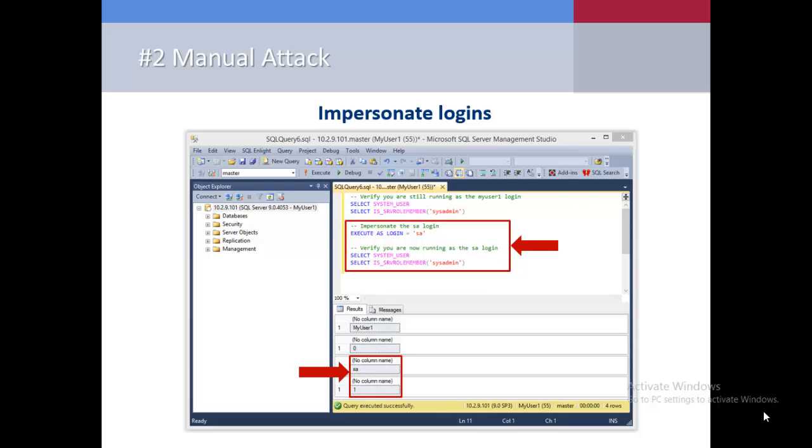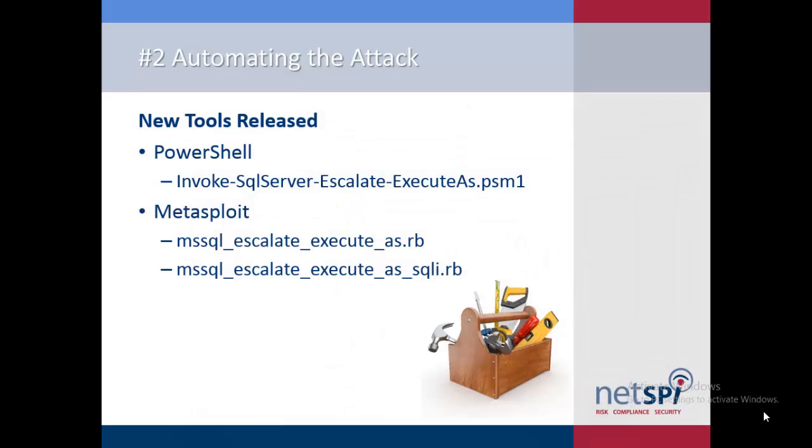So I go ahead and execute this one line of code, very easy TSQL, execute as login equals SA, and we can see when I run the identification commands here, giving me the list of what user I am and whether I'm a sysadmin or not, I am now SA, and I have also verified that I am running with sysadmin privileges. So it's a very quick escalation if you know what you're looking for.